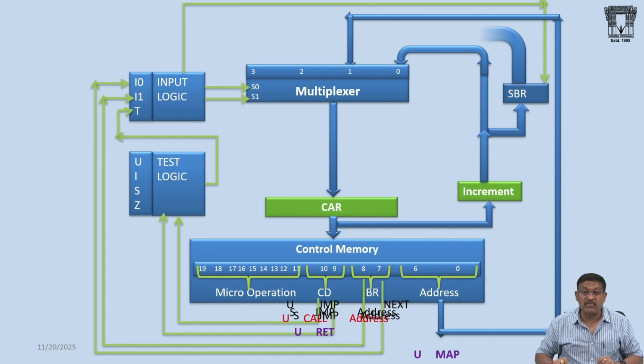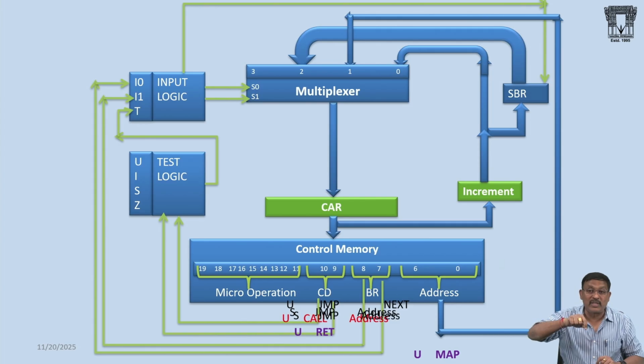Load the next address from the subroutine register. That's what I am doing now. If my S0, S1 is equal to 1, 0, the multiplexer is loaded with the subroutine register value. Now the multiplexer will provide the output that is loaded into the control address register. That is the third possible source of finding the next address in a sequence. The return address is loaded into the CR register. Now again the control address register is accessing the control memory. I will get one more instruction.